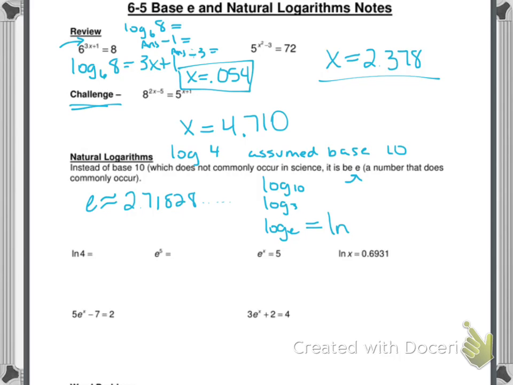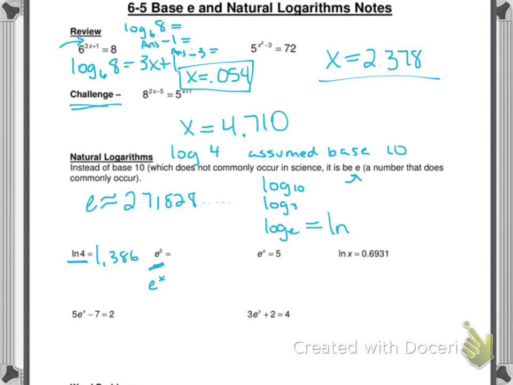So to do these problems, they follow all the same rules as logs, except the base is just 2.71828 and so on, instead of being base 10 or base 5 or base 6. So in your calculator, to solve one like this, you would just hit the ln button and the 4. So ln 4, and you would get 1.386.